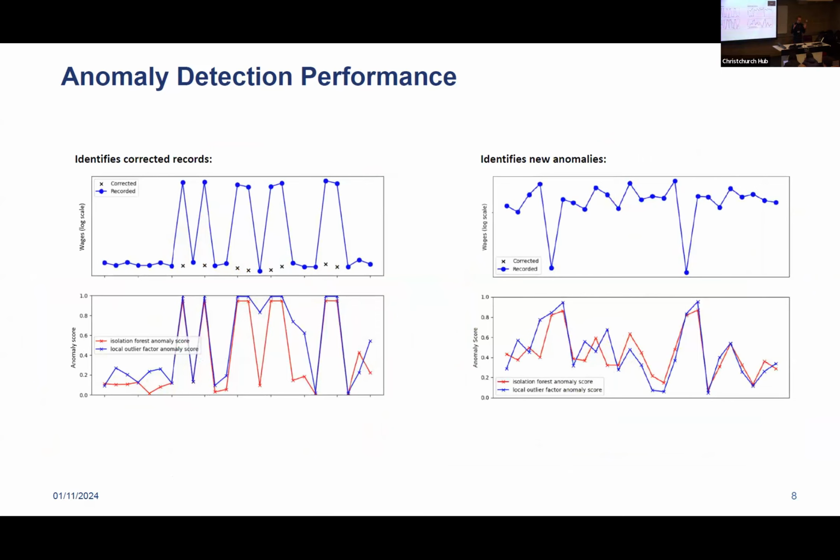When we look at individual units, we can see that anomaly scores are spiking when there are spikes in wages, which is great to see. And we can also identify new anomalies with this approach. So these have not been edited, but we're still getting spikes in the anomaly scores when these dips are occurring.